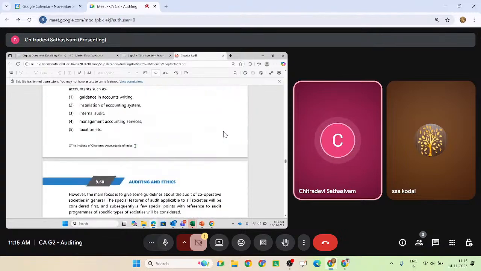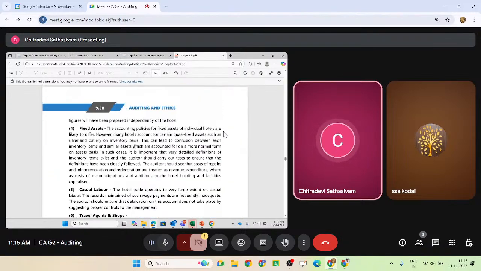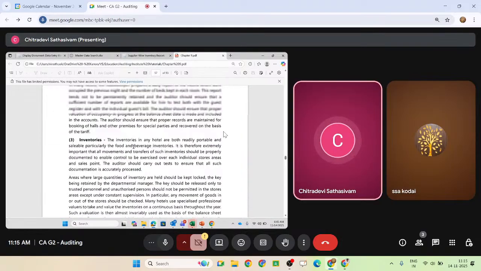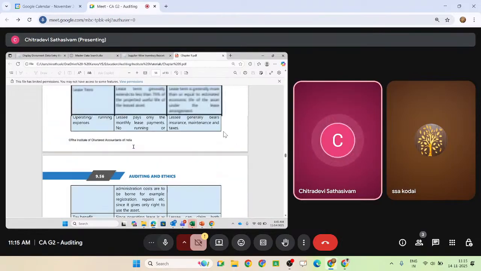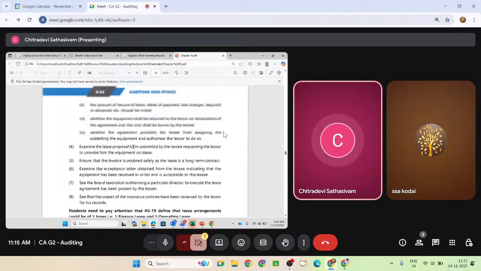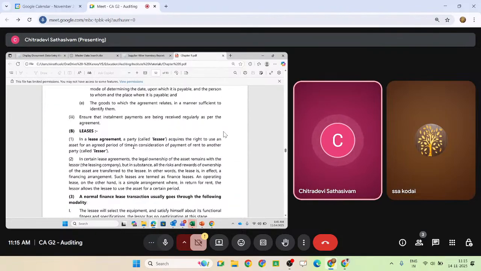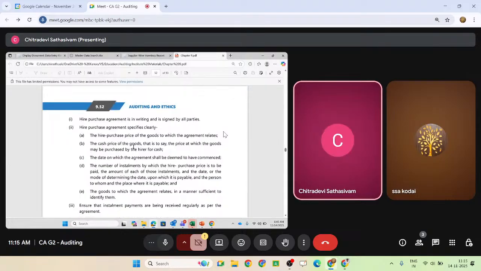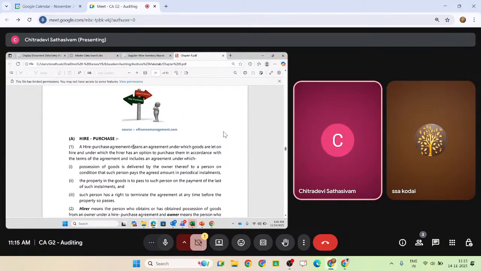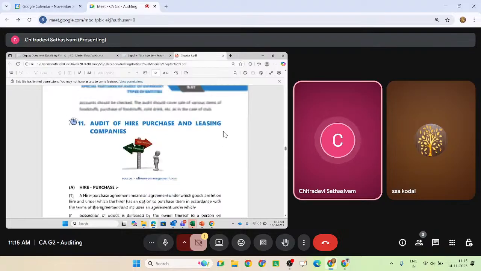Since this is very important, I won't say questions will not come. Questions will come actually, but you have to keep this in mind, and then if any questions come, you have to replicate it in the examination. Any idea about hire purchase and lease? What is the difference? Any idea?